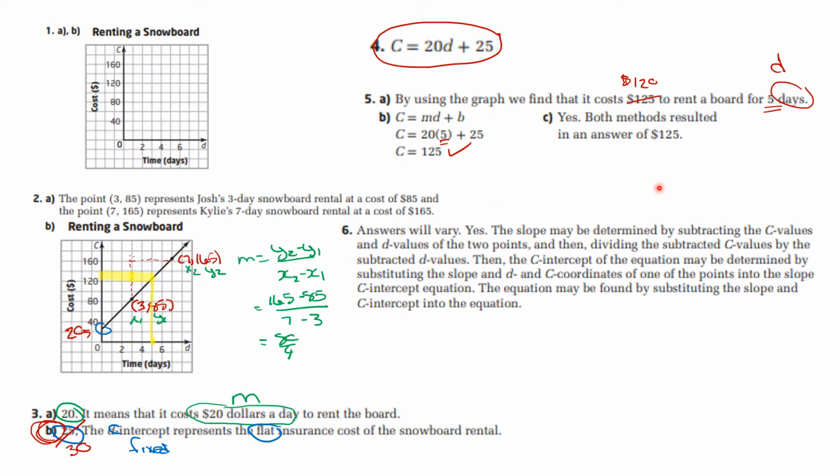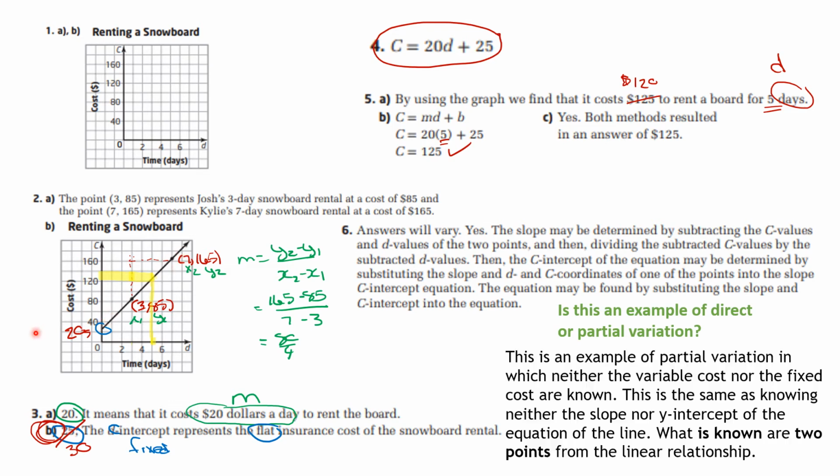But yes, you certainly can find the equation of a line when you only have 2 coordinates. Remember, that's what we started with, 2 coordinates. And without graphing it, can we get the equation of a line? Yes, we can. So one more thing before we move on. Is this an example of direct or partial variation? Look at the graph here. You remember that? It's partial variation.